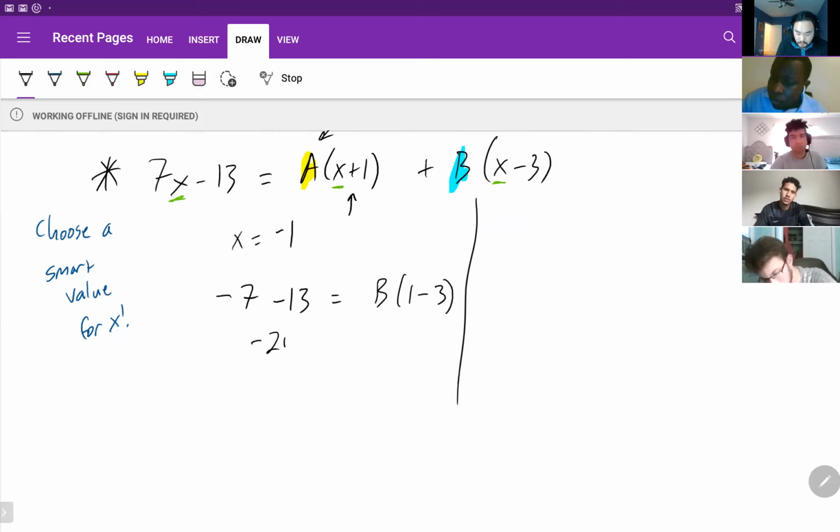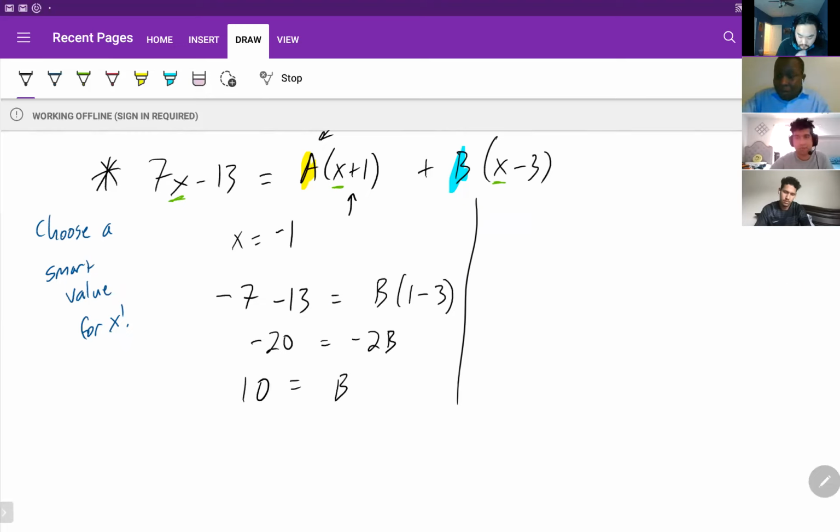This becomes -20 equals, oh, that's not right. Wait, is that right? It's -20, right? Yeah, -20 and then B times... it's supposed to be -1 minus 3. There it is. Okay, good catch. This becomes -20 equals -4B. There it is. Okay, and B is 5.